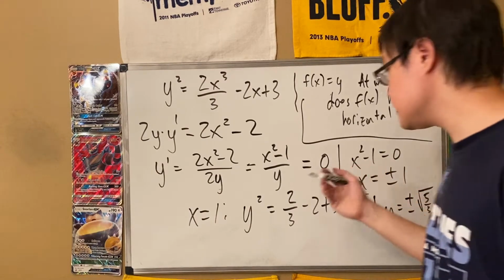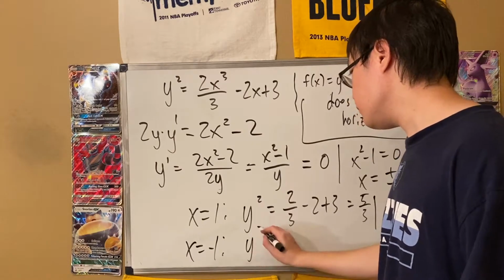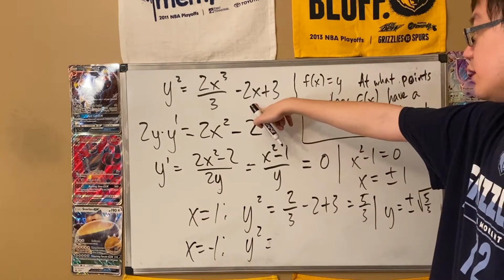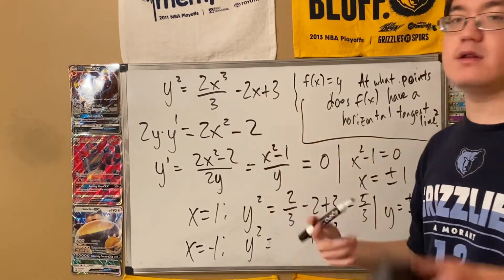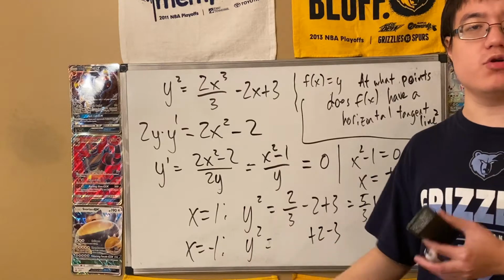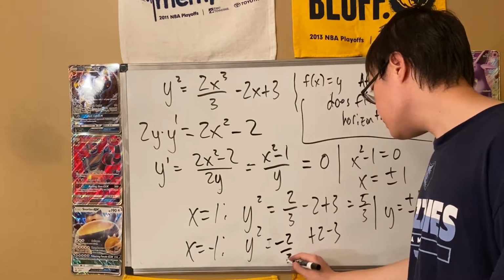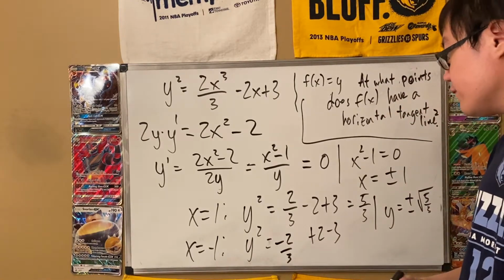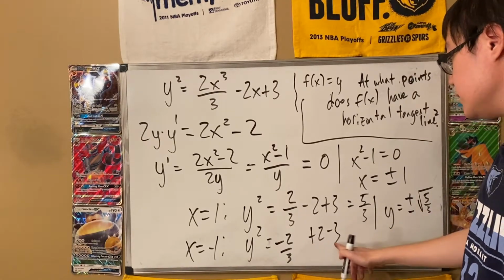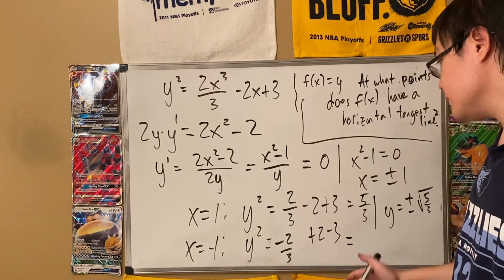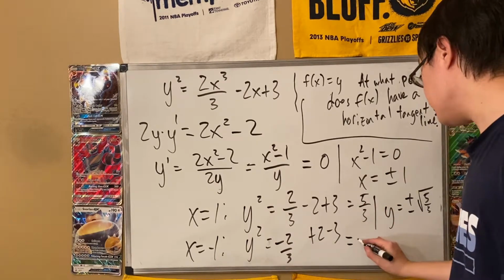Then we're going to plug in x equals negative 1. When we plug in negative 1, we'll get y squared equals, and we're still plugging negative 1 into this, so it's going to be plus 2 minus 3 at the end. And we're going to have negative 2/3 instead, because negative 1 cubed is negative 1. Well, when we have negative 2/3, it's going to be plus 2 minus 3. Negative 2/3 plus 2 minus 3 is negative 2/3 minus 1, so that's negative 2/3 minus 3/3. This is negative 5/3.